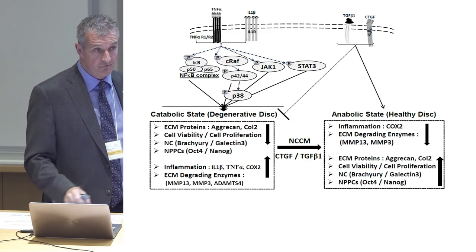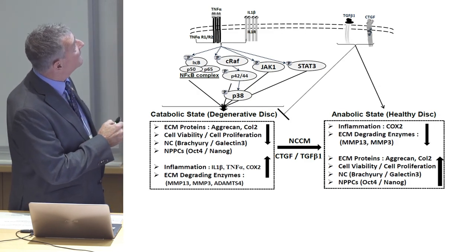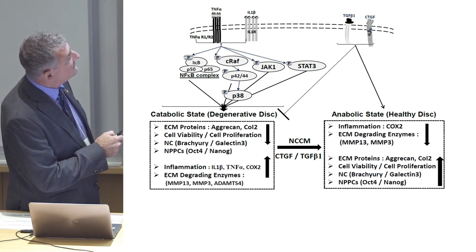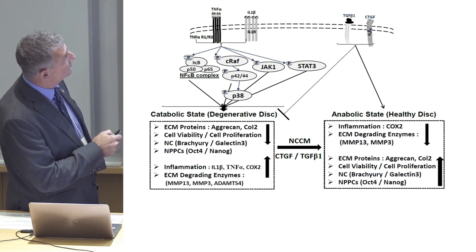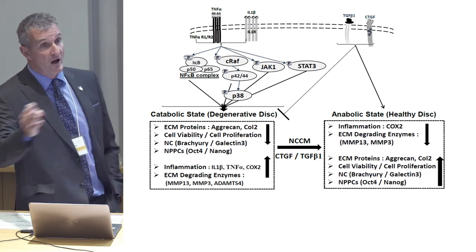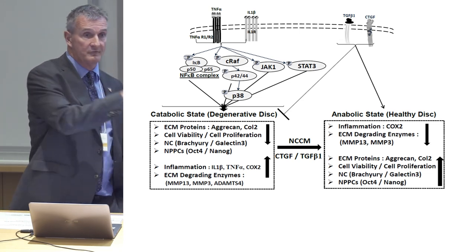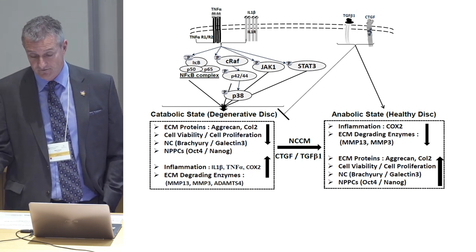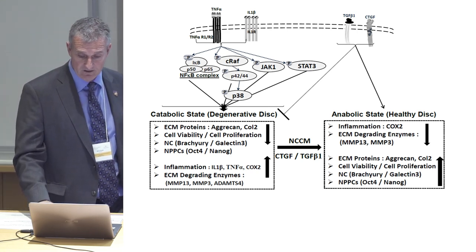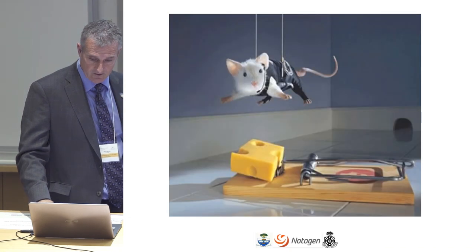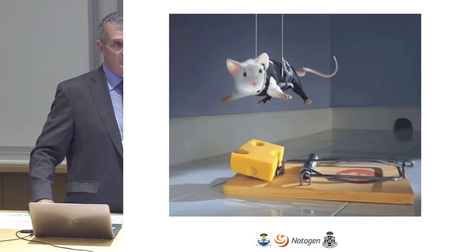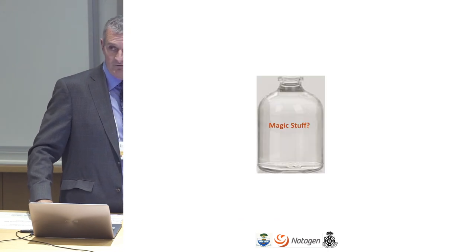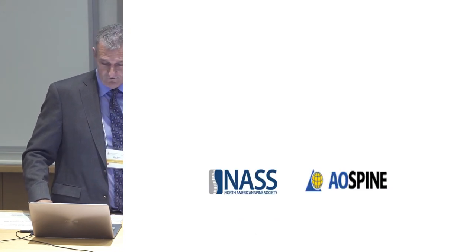We have patterned out the entire molecular sequence of events of how it works, such that these two molecules recapitulate what the essential ingredients from notochordal conditioned media do: turns off inflammation, turns off the catabolic activity, turns on the anabolic restorative aspects of the disc cells, and we are hopeful this may be able to work in humans. We're trying to make a better mousetrap, and if we can get this magic stuff sorted out, we're very interested in doing it.